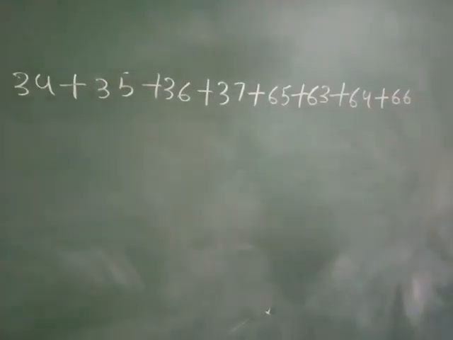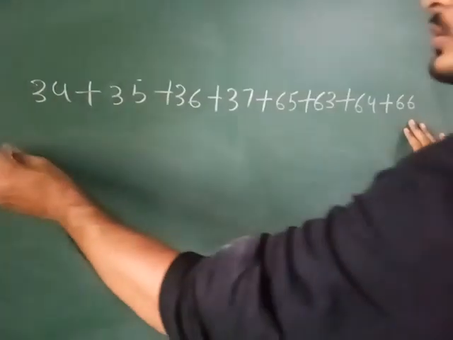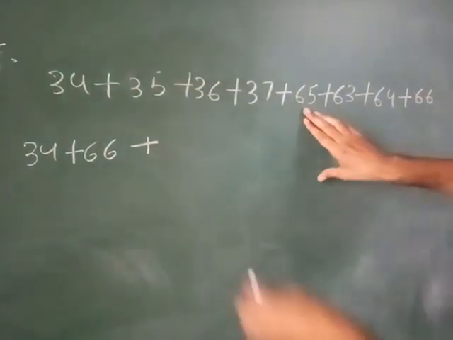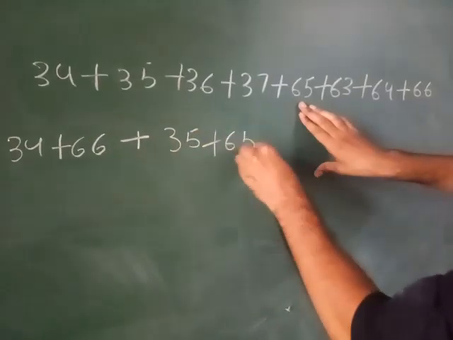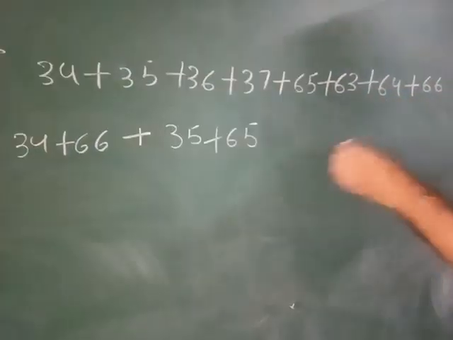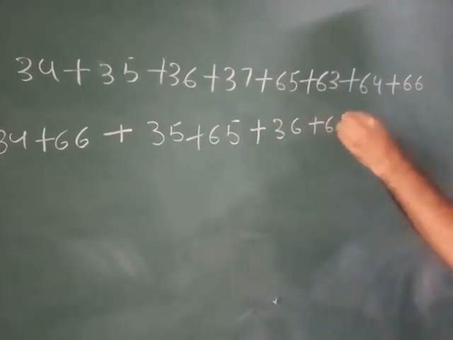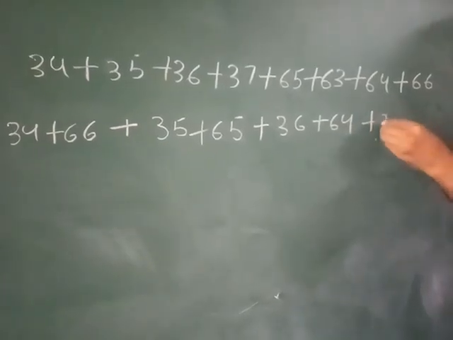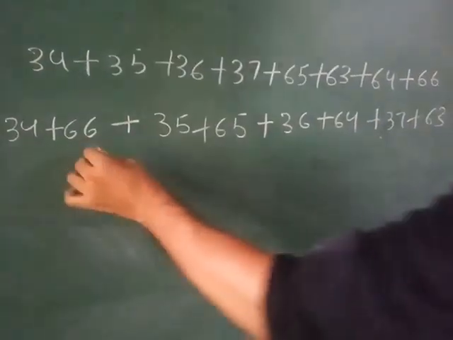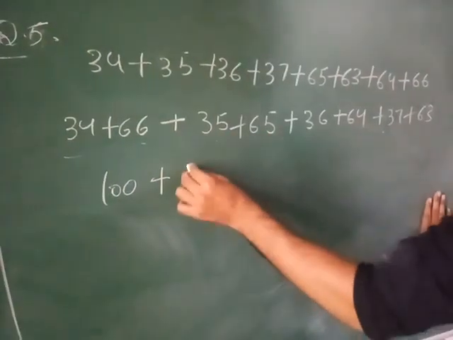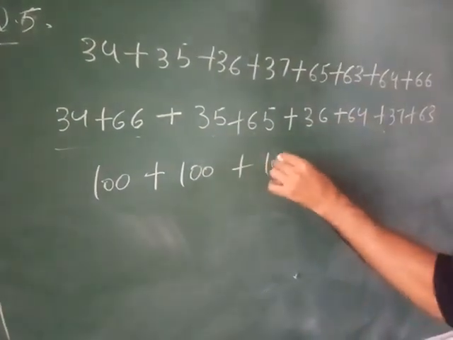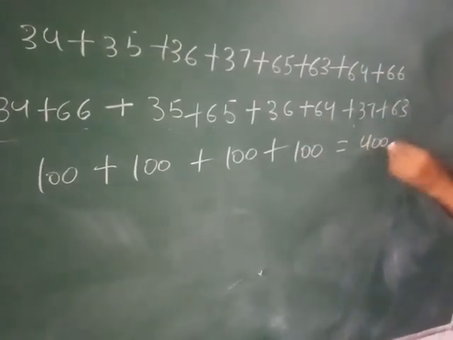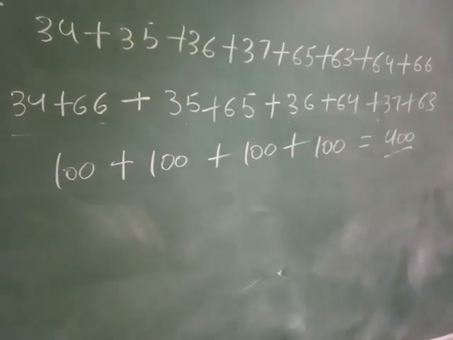34 plus 66 makes 100, so 34 plus 66. Now 35 and 65 will be 100, so 35 plus 65, and 36 plus 64 and 37 plus 63. Now this will be 100 plus 100 plus 100 plus 100. So the sum is 400. Okay, now we will move on to the next exercise.